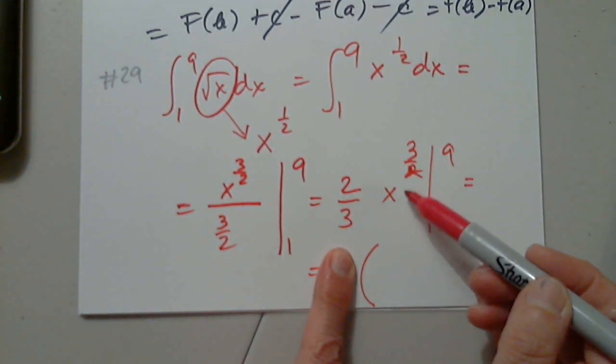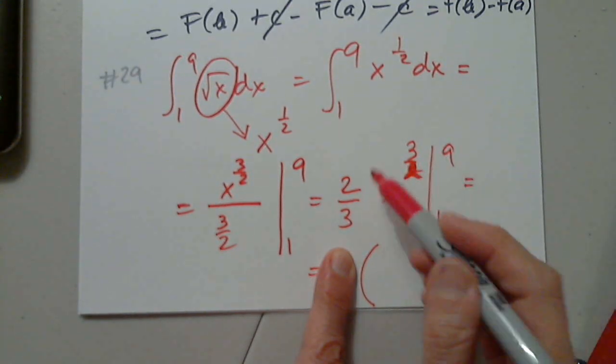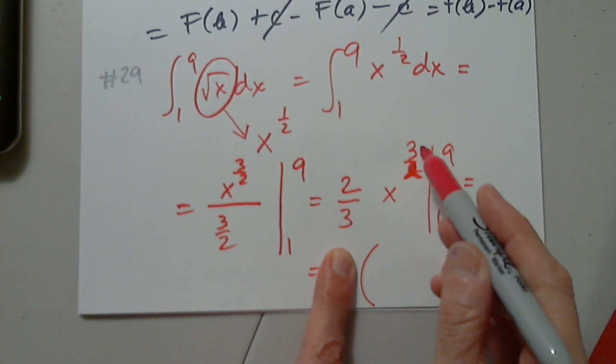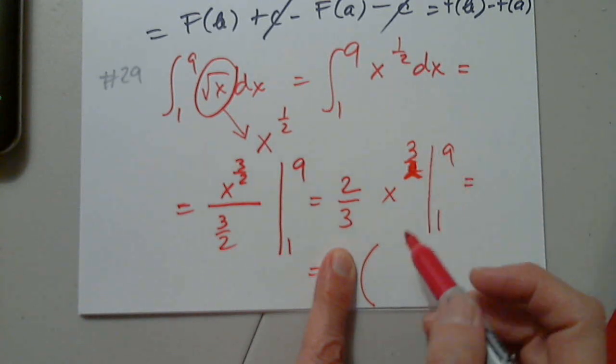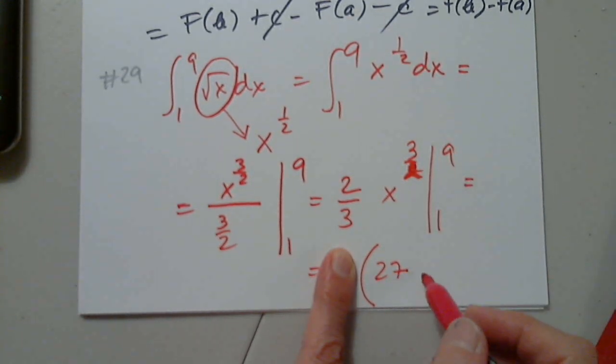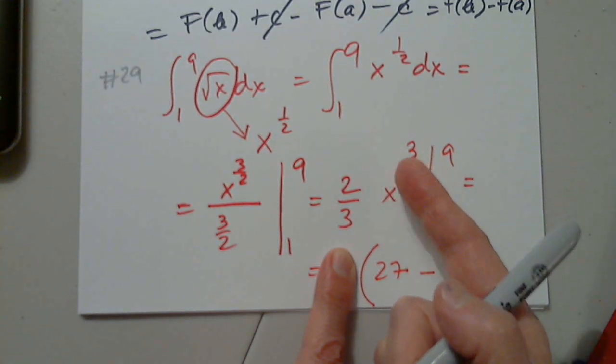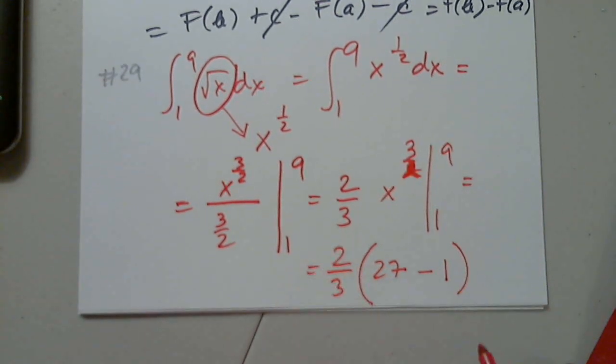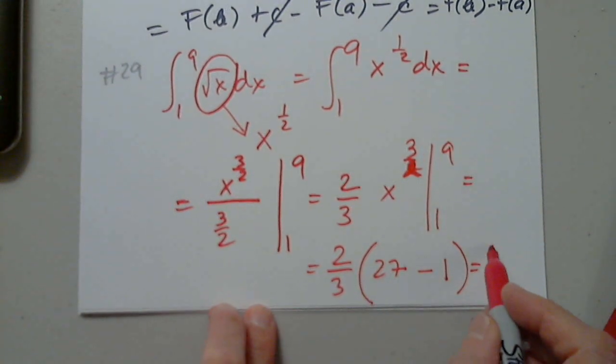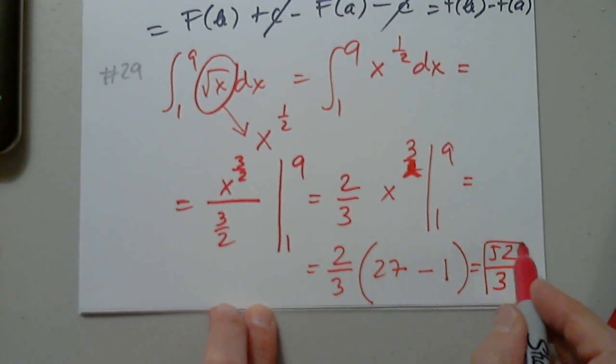Plug in 9, and remember, the denominator is 2, so I take the square root. The square root of 9 is 3, and 3 cubed is 27. Minus the square root of 1, which is 1, to the 3rd power is still 1. 27 minus 1 is 26. 26 times 2 is 52 over 3.